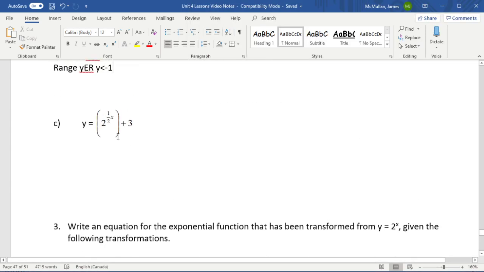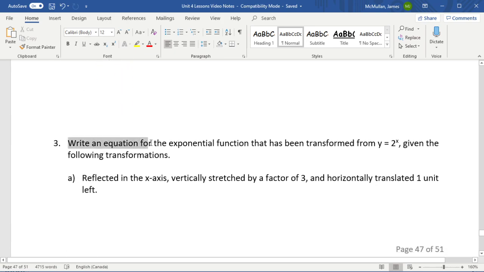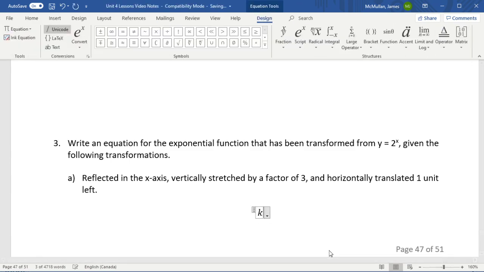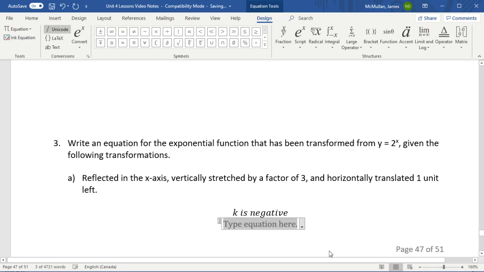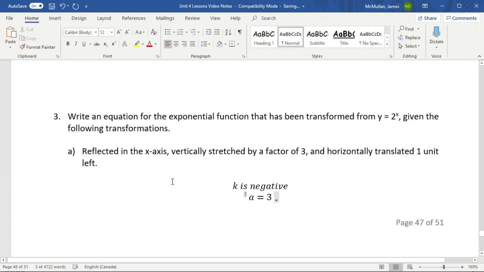Okay, I'm going to leave this one. I think you're capable of doing this one. Again, if you want to ask about it, please feel free to. Write an equation for the exponential function that has been transformed given the following transformations. Okay, so reflected on the x-axis, that means k is negative. Vertically stretched by a factor of 3. That means a is 3.